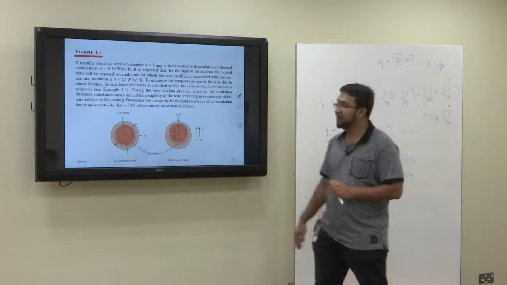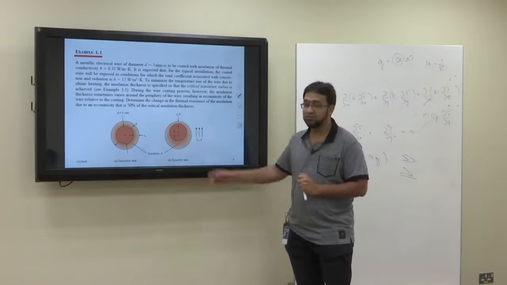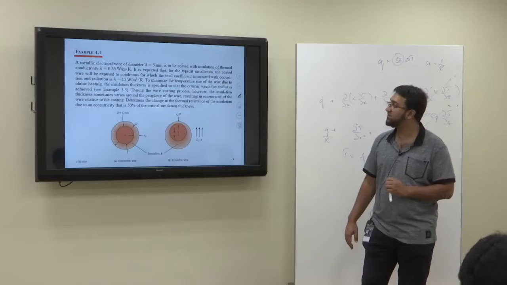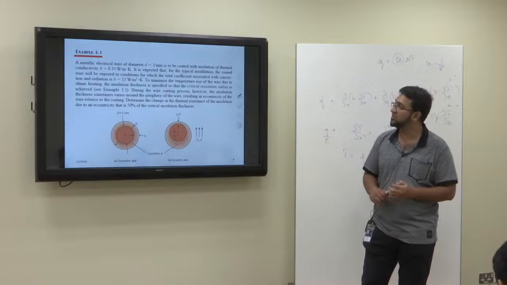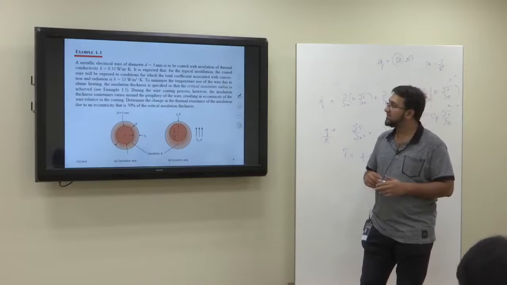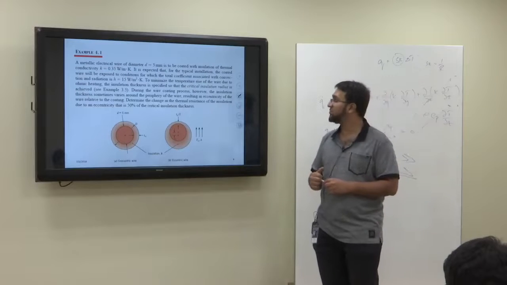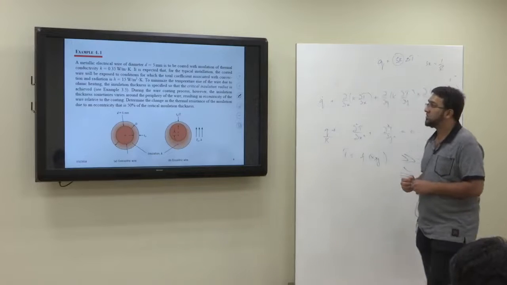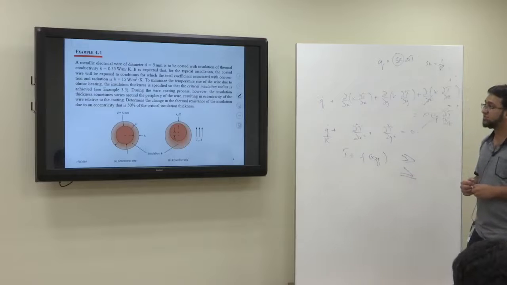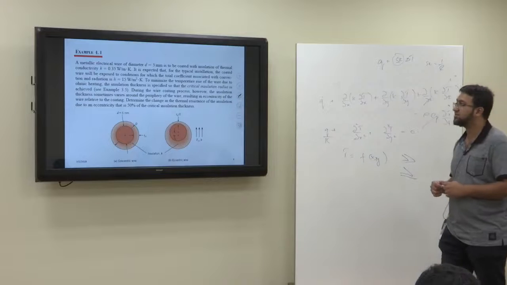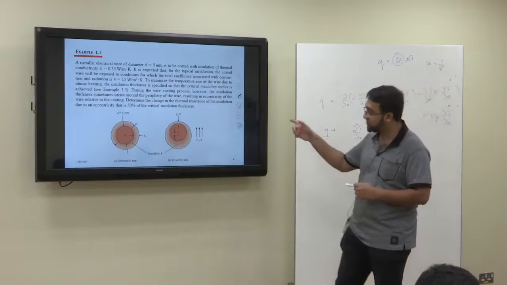We have a metallic electrical wire of diameter 5 millimeters to be coated with insulation of thermal conductivity k. It is expected that for the typical installation, the coated wire will be exposed to conditions for which the total coefficient associated with convection and conduction is h equal to this. To minimize the temperature rise of the wire due to ohmic heating, the insulation thickness is specified so that the critical insulation radius is achieved.